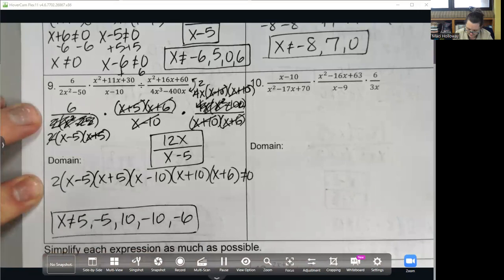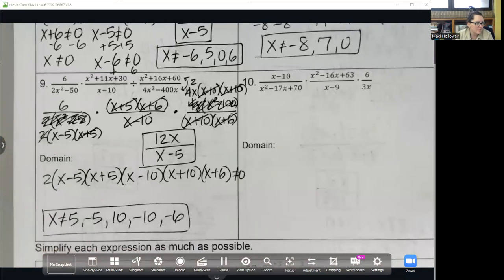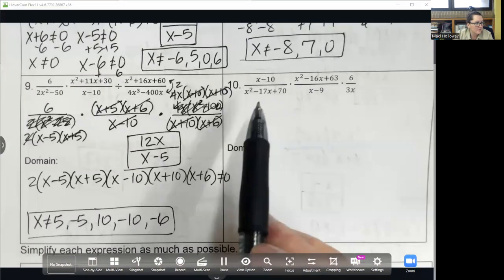Ooh, I wonder what this looks like on a graph. I'd be interested to see that. All those domain restrictions.